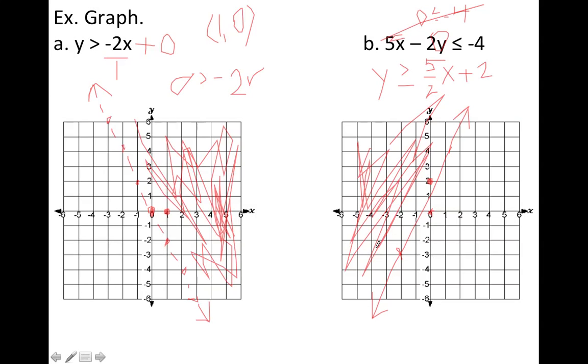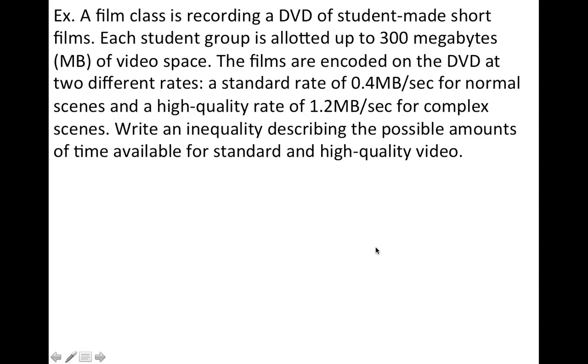Alright, next we have to do our lovely word problems. I know you guys love these. A film class is recording a DVD of student-made short films. Each student group is allotted up to 300 megabytes of video space. The films are encoded on the DVD at 2 different rates: a standard rate of 0.4 megabytes per second for normal scenes, and a high quality rate of 1.2 megabytes per second for complex scenes. Write an inequality describing the possible amounts of time available for standard and high quality video.